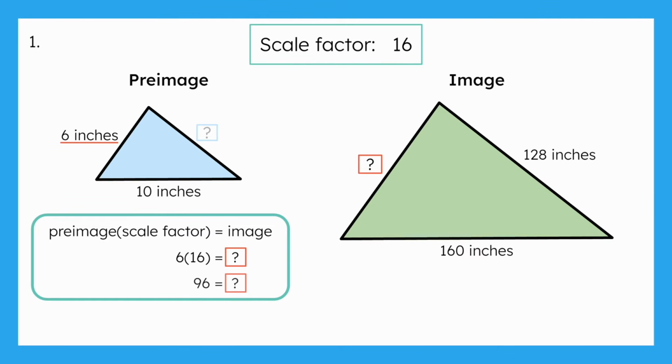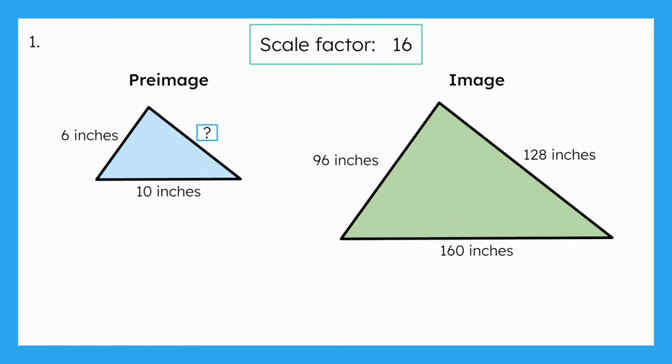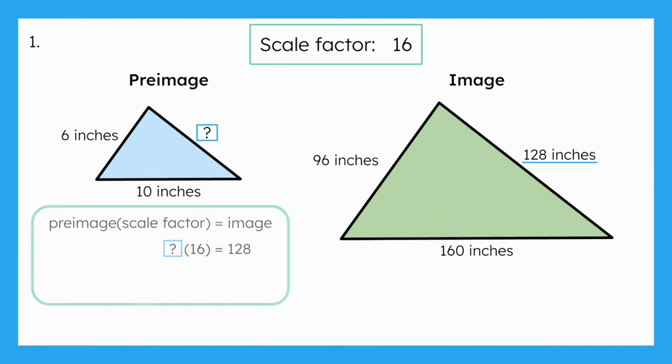That's 96. So the actual lawn will measure 96 inches on one side, 128 inches on another, and 160 inches on the third side. What's different about the other missing measurement? Yeah, it's from the pre-image instead of the image. So, will we multiply the corresponding side by 16? Nope. 128 is from the image, not the pre-image.